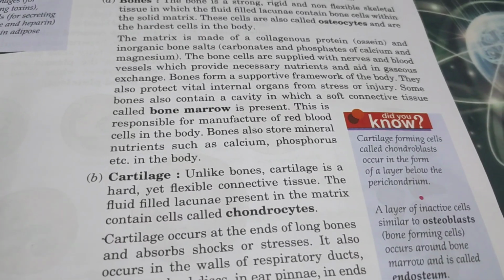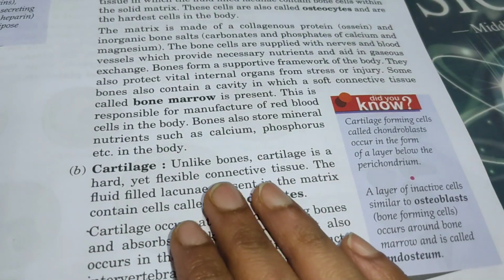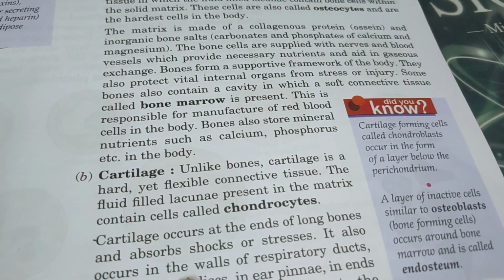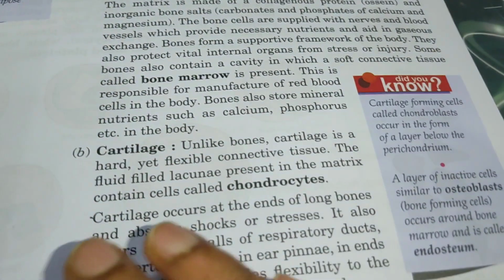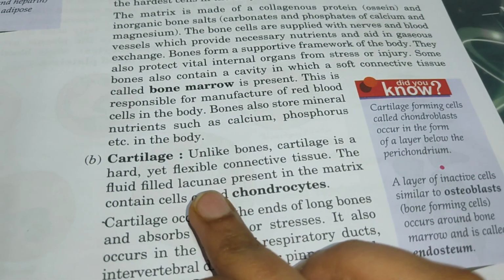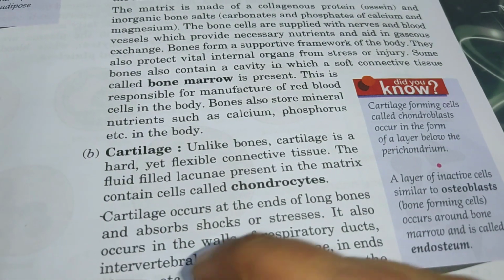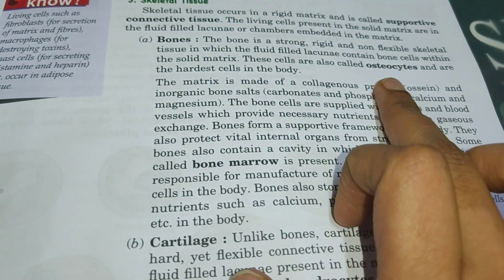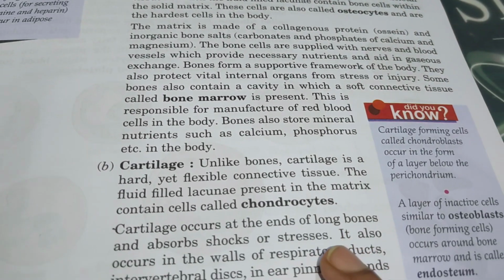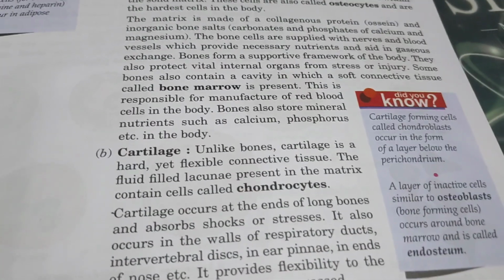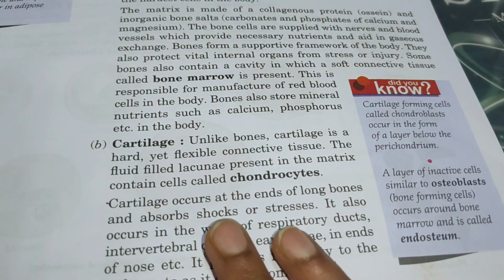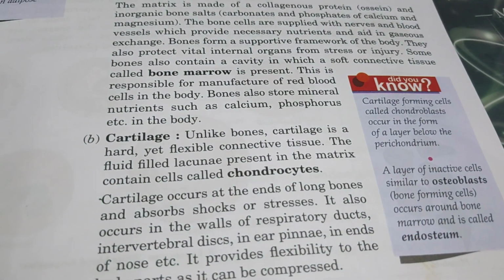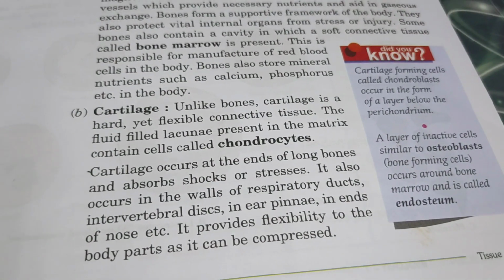in the body. Next, cartilage. Unlike bones, cartilage is also hard but flexible connective tissue, and the fluid filled lacuna present in the matrix contains some cells called chondrocytes. Here in bones, they are osteocytes, and in cartilage they are called chondrocytes. So this cartilage occurs at the ends of the long bones, and it also absorbs shocks or stresses.